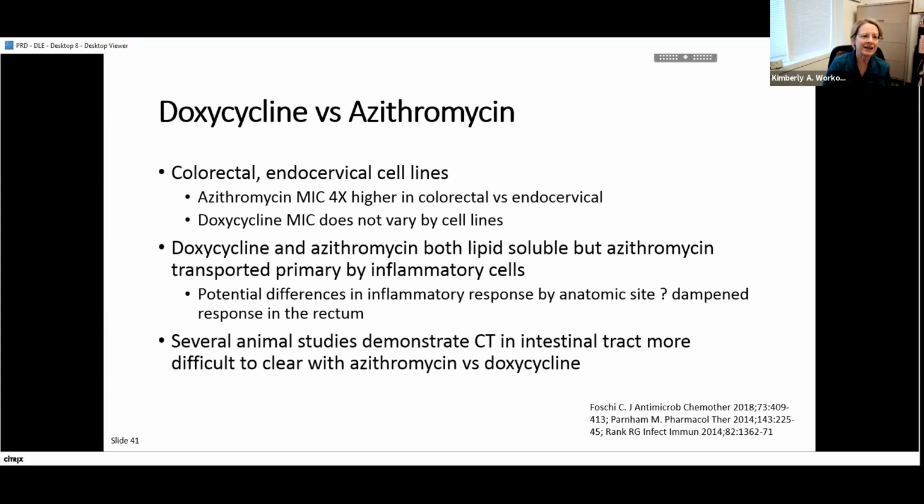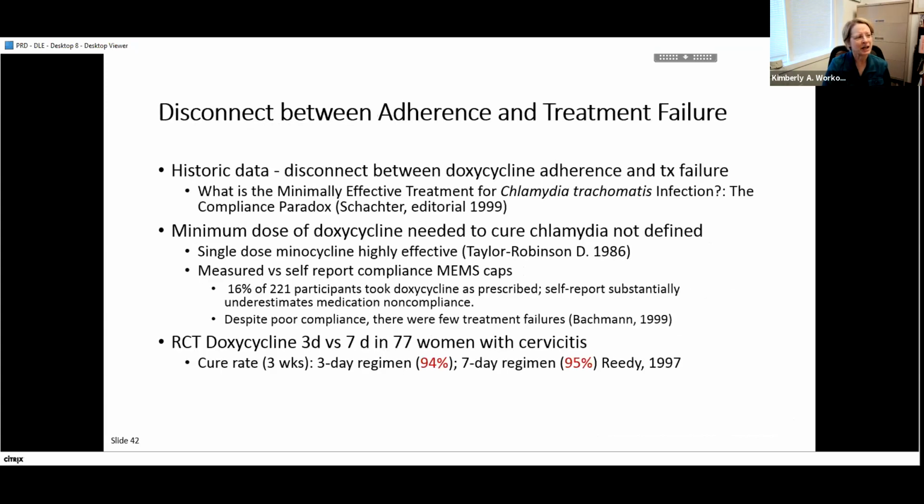But then you'll say, well, what about adherence? What's this disconnect with adherence? Here I've got something that can be directly observed, and then I have to give my patient 7-day therapy with doxycycline. So the problem here is that we don't know what the minimal effect of doxy is. I just showed you this dramatic data on treatment efficacy. This has been thought about since 1999, when Julie Schachter wrote a wonderful editorial on this paradox, this compliance paradox. So we don't know what the minimal dose of doxy is that's needed to cure chlamydia. It's not well defined.